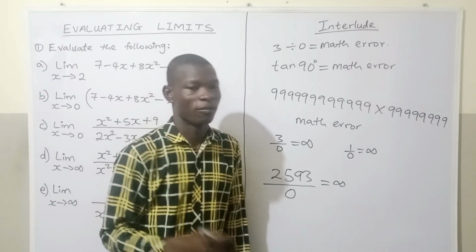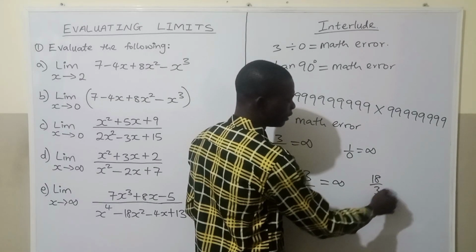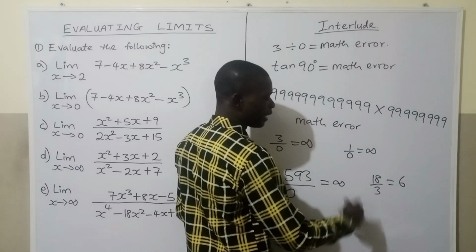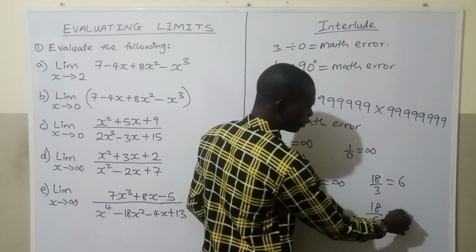Now, by the rule of mathematics, of course, everybody knows that 18 divided by 3 is going to be equal to what? 6. And by implication, 18 divided by 6 also is going to be equal to what?